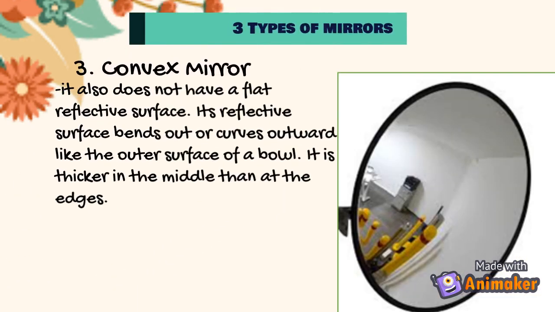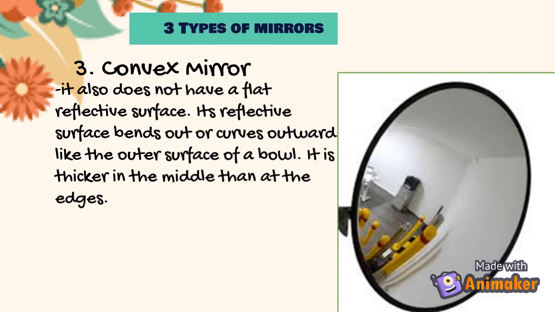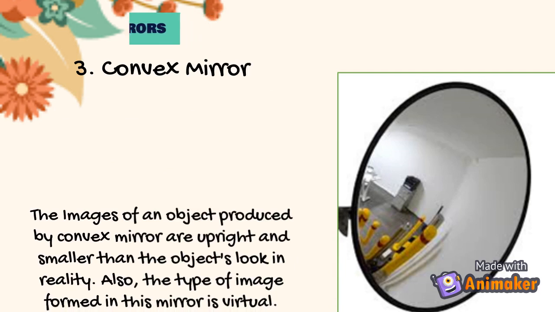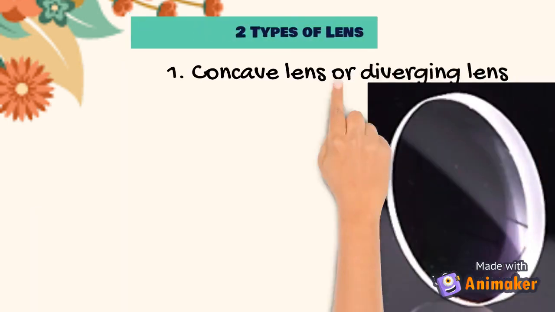The third one is convex mirror. It also does not have a flat reflective surface. Its reflective surface bends out or curves outward like the outer surface of a bowl. It is thicker in the middle than at the edges. The images of an object produced by convex mirror are upright and smaller than the objects look in reality. Also, the type of image formed in this mirror is virtual.